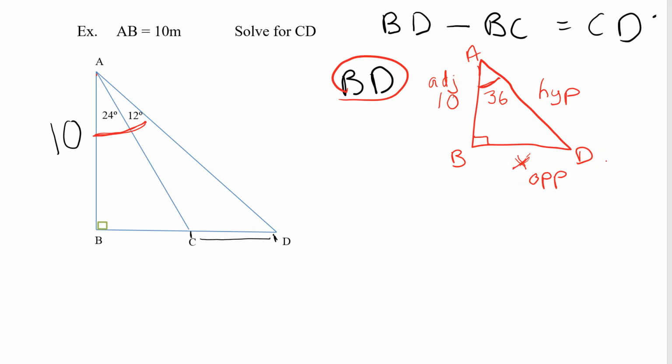Which formula do I use? Well, it's SOHCAHTOA. Opposite and adjacent, O and A, well, that's tan. So tan of the angle is going to be the opposite over the adjacent.